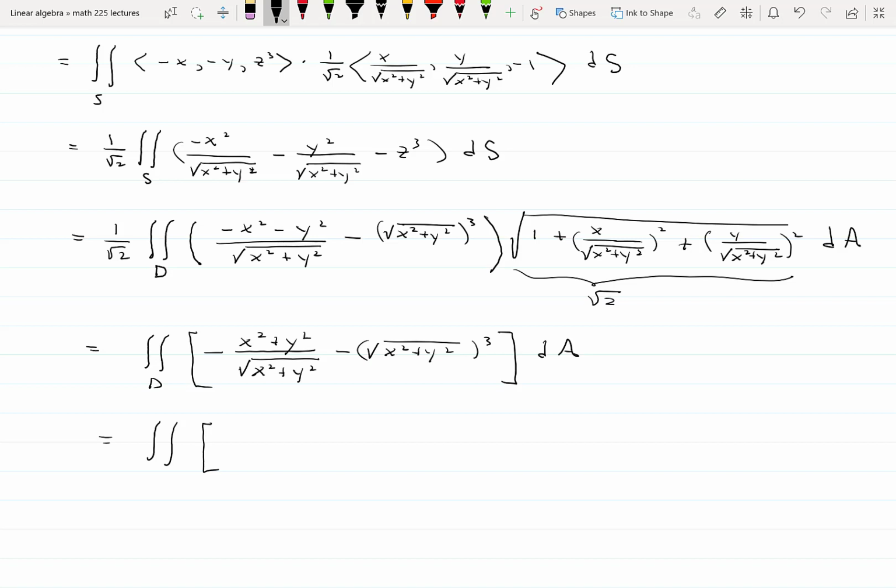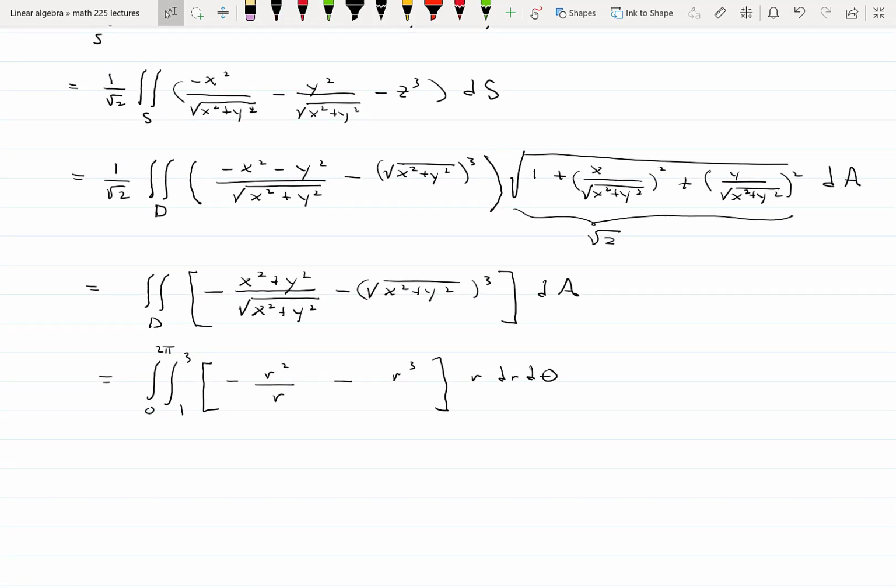Okay, so let's switch to polar. So this is minus r squared over r. x squared plus y squared equals r squared. Minus r cubed. dA is r dr d theta. r goes from 1, the inner circle, to 3, the outer circle. Theta goes from 0 to 2 pi to get us all around this annular region.